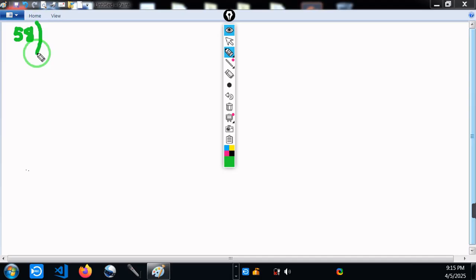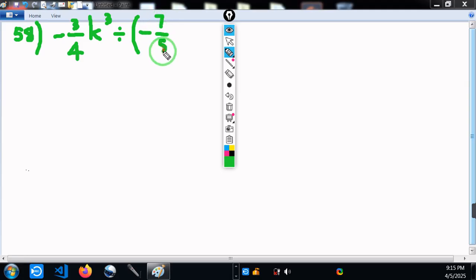What is that? Minus 3 over 4, K cubed, meaning minus 3 over 4, K at the center with power 3, and that one is divided by minus 7 over 8. Hold on. Divided by, in brackets, minus 7 over 8, K, and what is that? Minus 2.